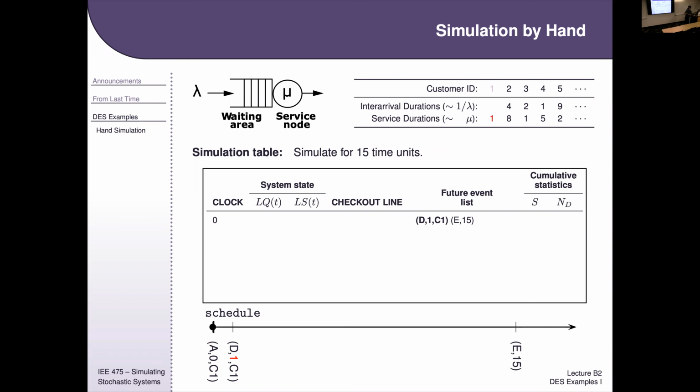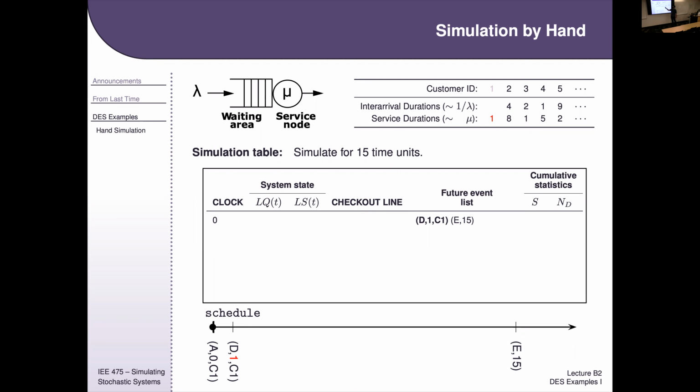And so then what happens when you process an arrival? Well, let's think about it. The customer arrives, the LQ plus LS is equal to 0. The checkout line is empty. That customer can go straight into service. Since that customer can go straight into service, I can look up their service duration and schedule when they'll get out of service. So we know that if customer 1 arrives at 0, then 1, that's their service time unit later, they will depart.